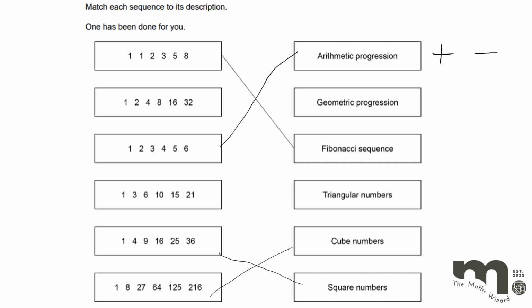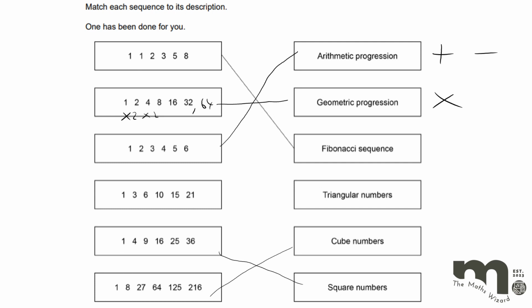Now, geometric is all about multiplication. So if we look at this one here, this is our geometric sequence. And the reason it's geometric is because we are just doubling the number each time. So your next one after that would be 64. So that's a geometric progression where you're multiplying by the same number each time to get the next number.